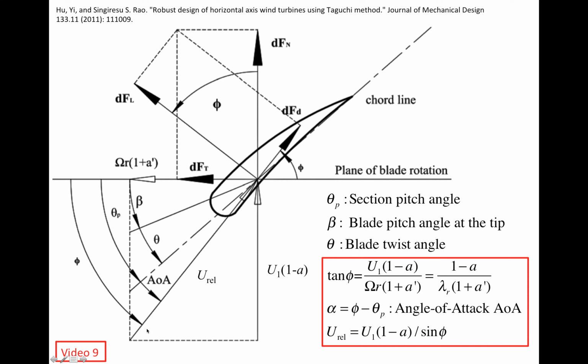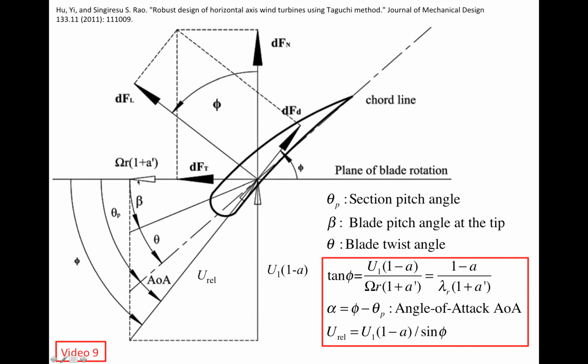The length of the relative wind speed is the length of the linear speed squared plus the length of the incoming wind speed squared, and then take the square root of the whole summation, right? So that's U_rel. So the length of U_rel is going to increase with radius, because the linear velocity, this vector, keeps increasing with radius.